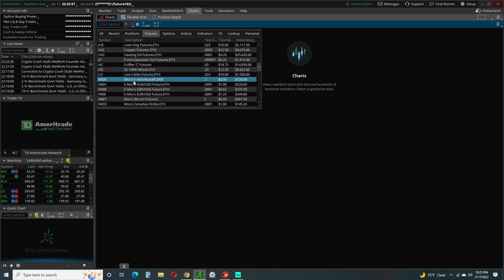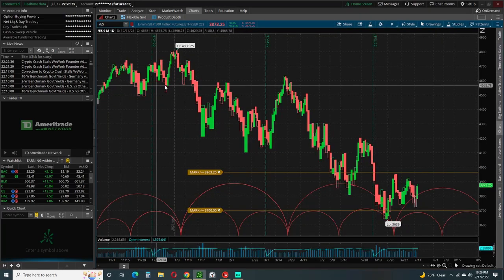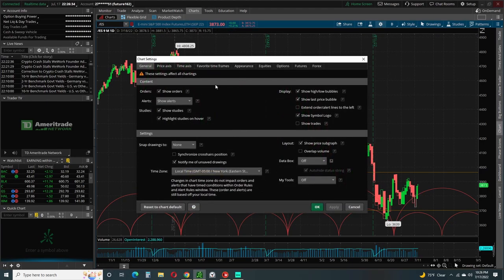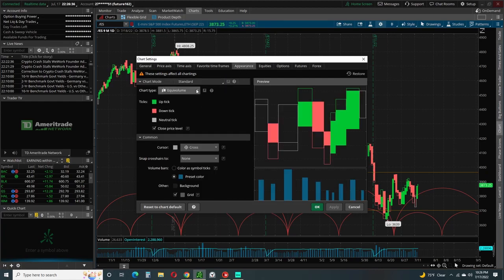For instance, let's take a look at something that is common to most people. The micro ES is a smaller contract, and then we have the ES. I'm running past it, sorry about that. The ES, which is right here. Click this, double click. This enters the symbol. Mine defaults to a different type of bar. I'm going to change this. The appearance, sorry if I'm moving fast, this is the equal volume.